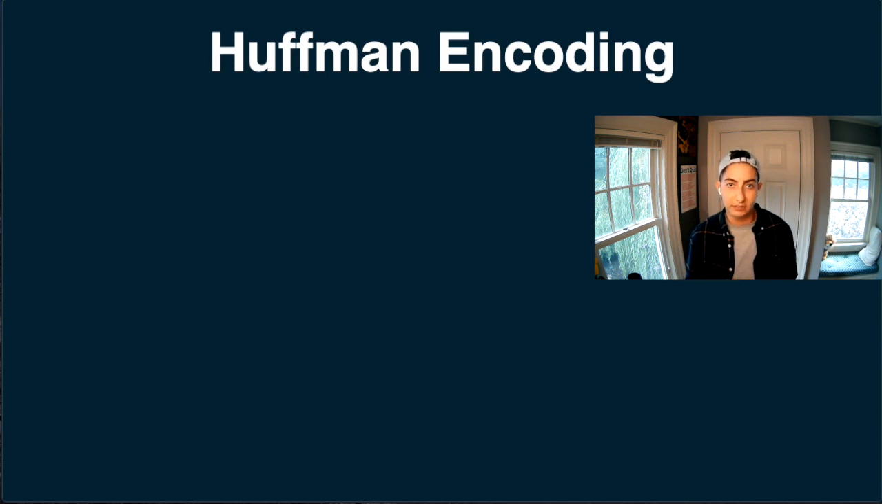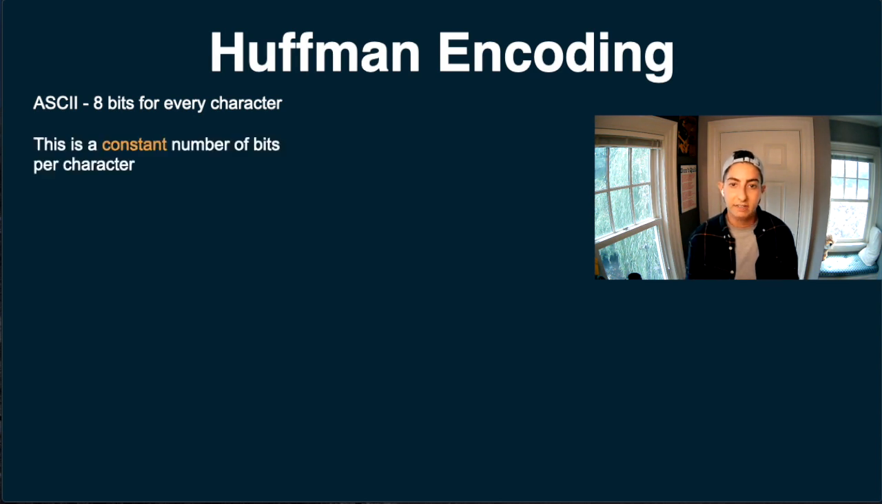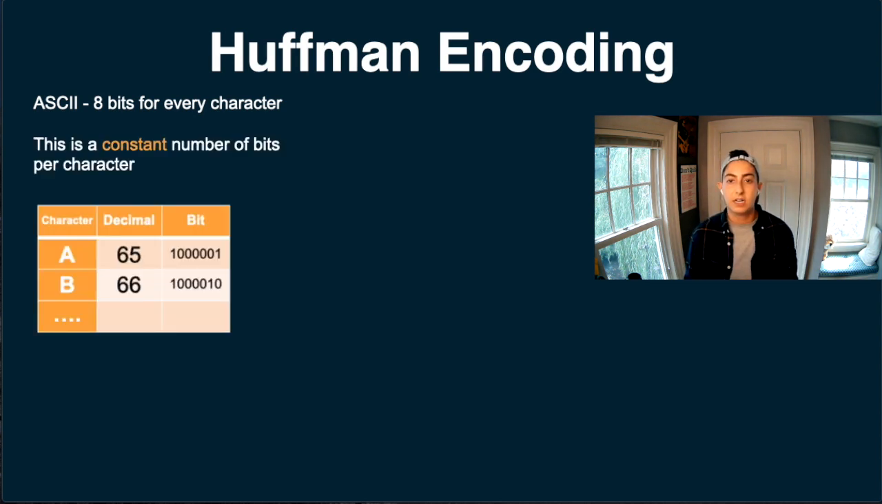So they're using Huffman encoding. What is Huffman encoding? First, let's talk about ASCII. ASCII is just an encoding for the letters and numbers and whatever, where 8 bits are used for every character. So this is a constant number of bits per character. The character A has the decimal representation 65, and the bits are 100, blah blah blah. And B is 66, etc.